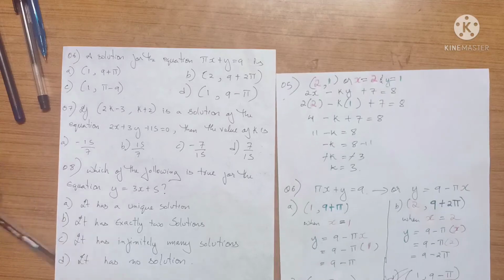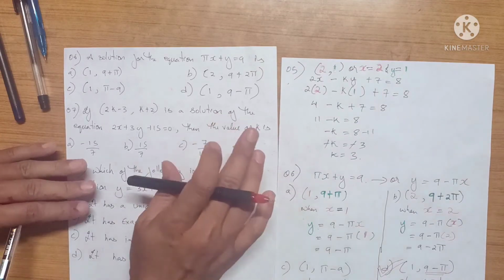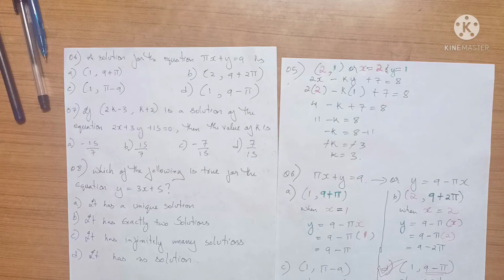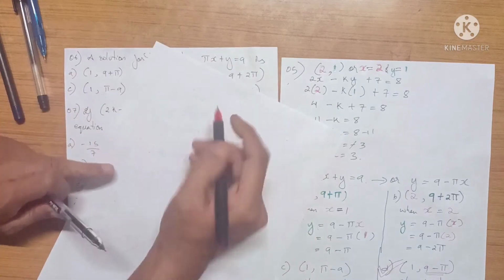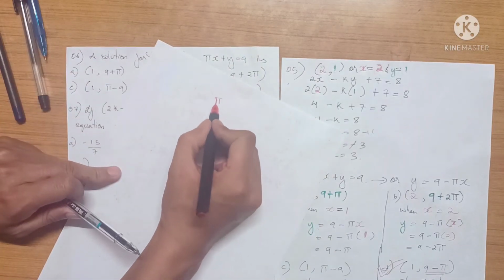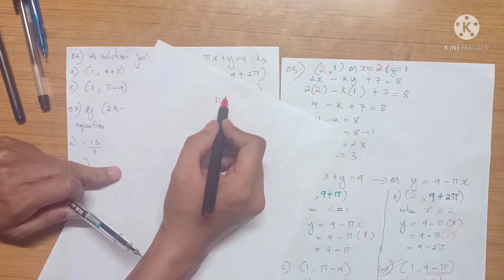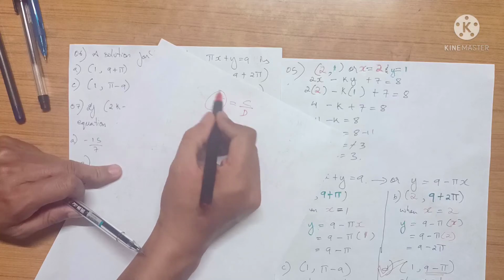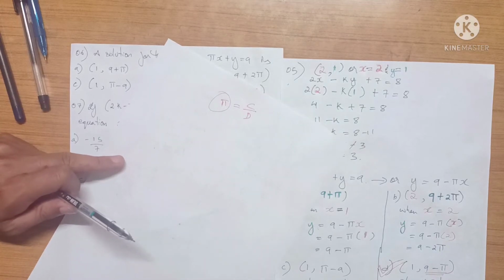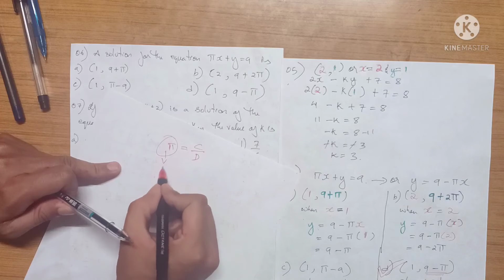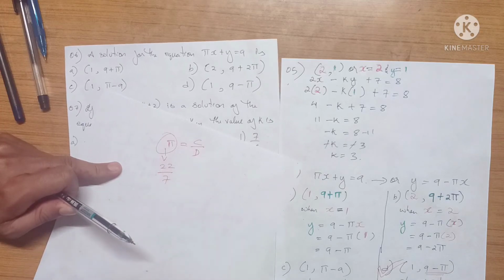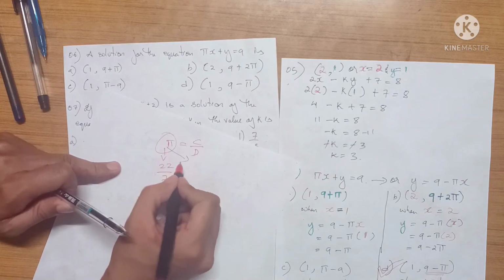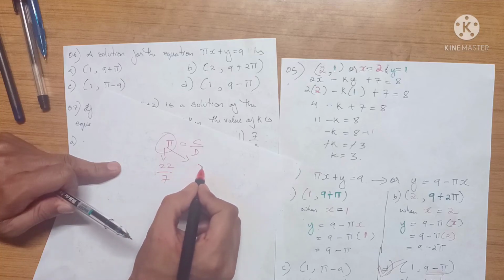Now for question number 6, it looks complicated because there's a pi in there, but pi literally, you can treat pi as any alphabet. Pi is actually the circumference of a circle by diameter. That's the definition of pi. Sometimes pi is used as 22/7 also. But in this case, we will just use pi as an alphabet, like how we use m.